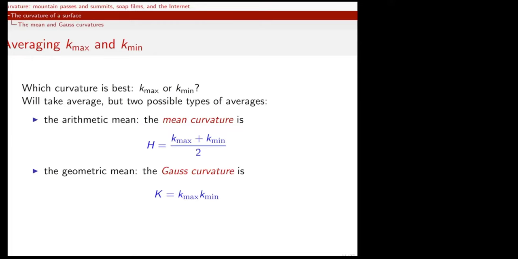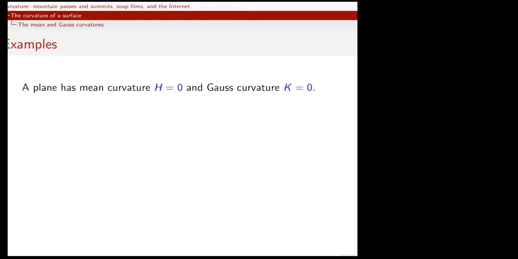Okay, so let's try to understand this. If I take a plane, it is pretty flat. Clearly, there is no curvature anywhere. The maximum and the minimum curvature is zero. So if I take the average, I find zero. If I take the product, I find zero. So that's a little boring.